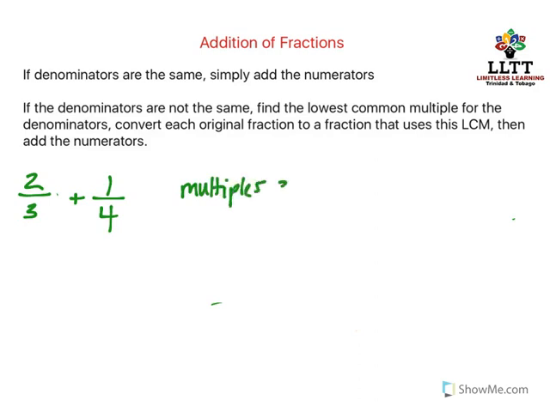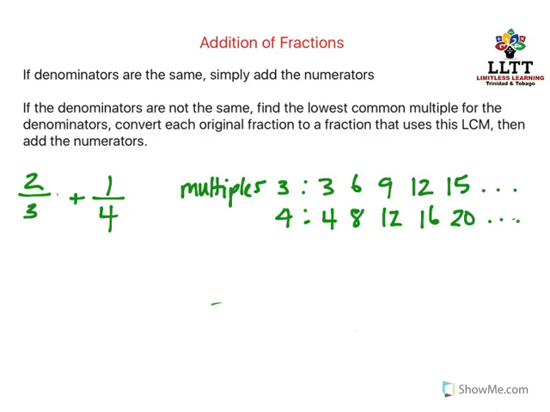So I'm looking for multiples of 3 and multiples of 4. So my multiples of 3 would be 3, 6, 9, 12, 15, and so forth. And my multiples of 4 will be 4, 8, 12, 16, 20, and so forth. And I'm looking for the lowest number that is in common between these two, and that's going to be 12. There's nothing that's smaller than 12 that's in common. So my LCM is going to be equal to 12.